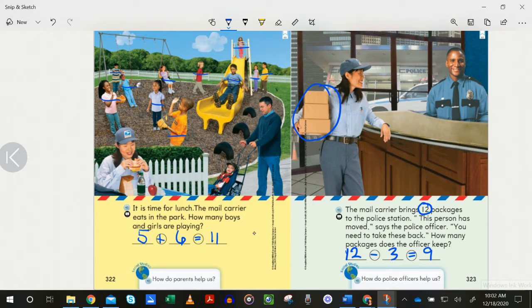Okay, so over here, oh, I skipped the question at the bottom on the first picture over at the playground. It says, how do parents help us? See a picture of a dad helping his little boy here. So think about ways parents can help us. And then over here, how do police officers help us? Can you think of different ways that both of those groups of adults help us?